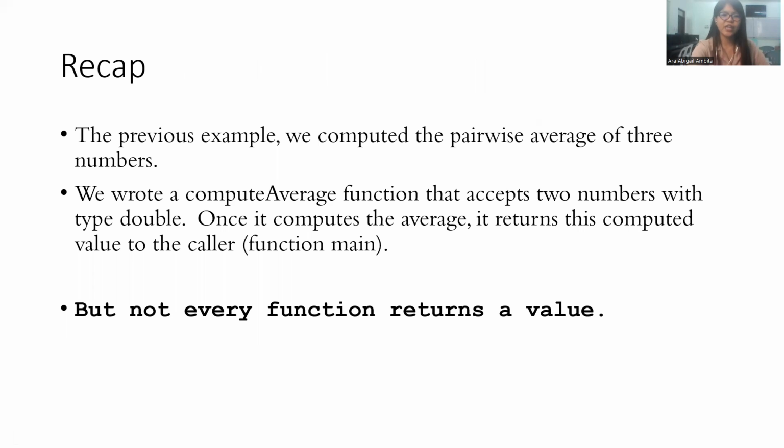As a recap, in the previous example, we computed the pairwise average of the numbers. We wrote a compute average function that accepts two numbers of type double. Once it computes the average, it returns the computed value to the caller. In this case, you call the compute average function in the main, so it returns the value to the main function. However, not every function returns a value, which we will discuss in the next video.